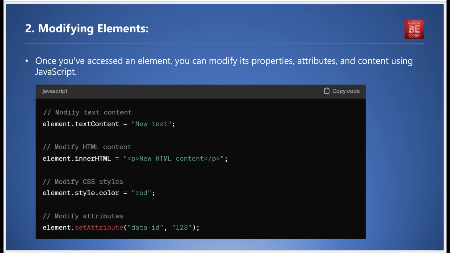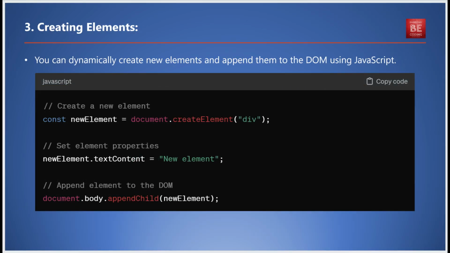Next, we move on to modifying elements. Once an element is accessed, its properties, attributes, and content can be modified. This can be achieved by changing the text content, HTML content, CSS styles, or attributes using JavaScript. Thirdly, there's creating elements. JavaScript allows you to dynamically create new elements and append them to the DOM. This involves creating a new element, setting its properties, and appending it to the DOM.